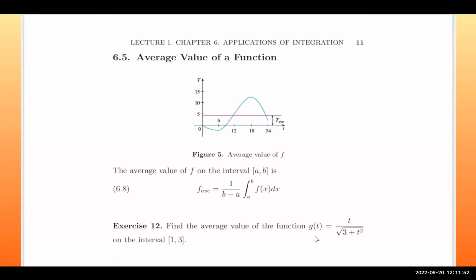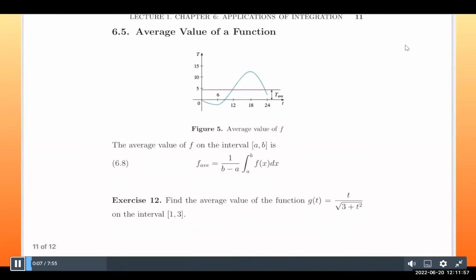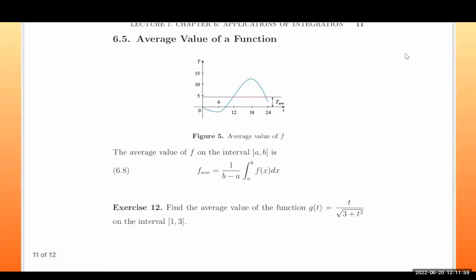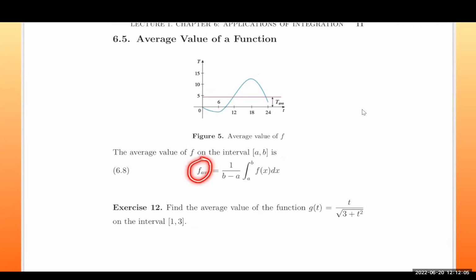This is section 6.5, average value of a function. So let's see this example here. So they start us off with the formula. It says that the average value of f on an interval from a to b was given by this. So that's the average value of the function, and it's given by 1 over b minus a, integral from a to b of the function times dx.